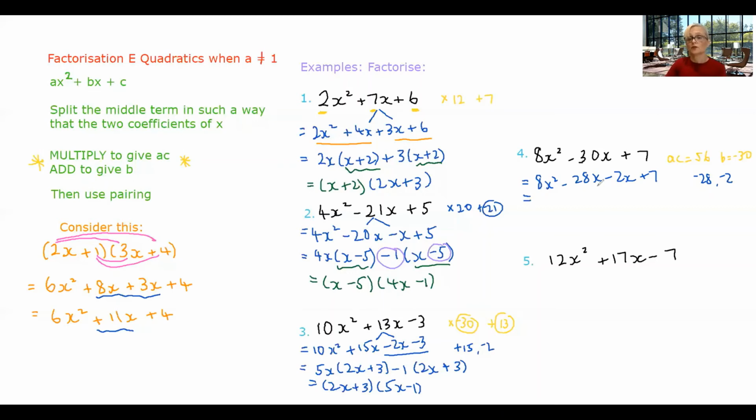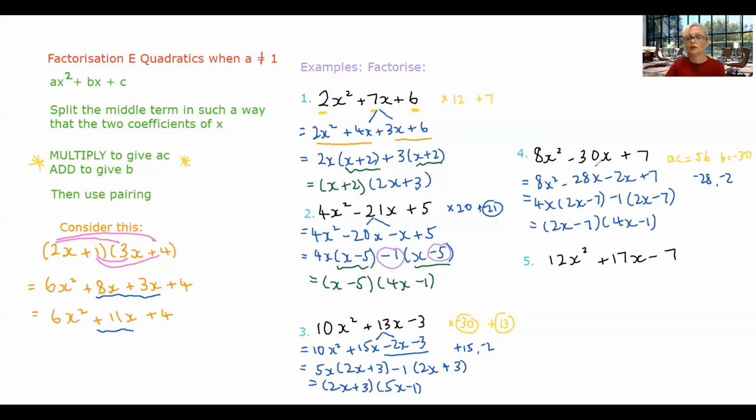Okay, first two terms, we can take out a 4x, and yet again we're going to take out a negative 1 here. Seeing a bit of a theme happening here, but that's okay. So we get our 2x minus 7, 4x minus 1.